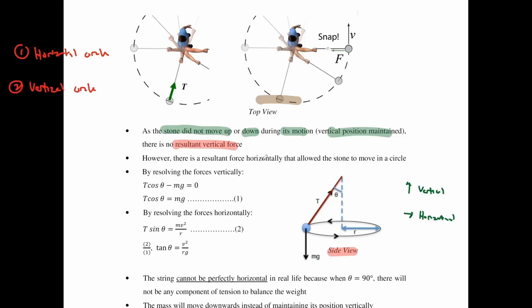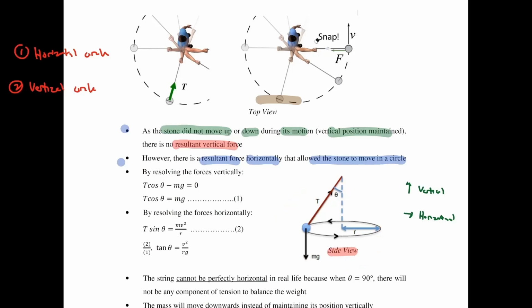If I consider the forces horizontally later, you will find out that there's a resultant force that allows the stone to move in a circle, okay? So why am I saying these first two statements? You look at the side view of your stone tied to a mass.